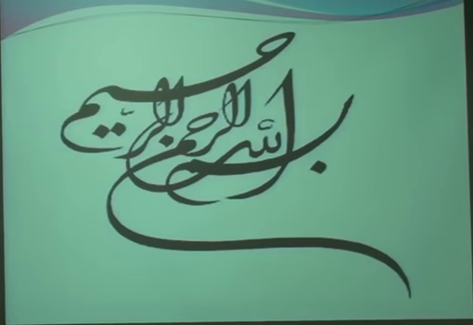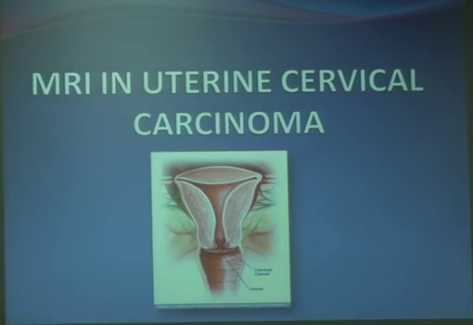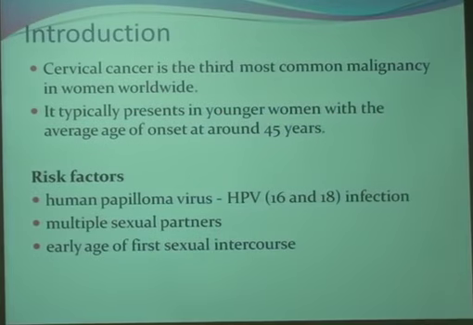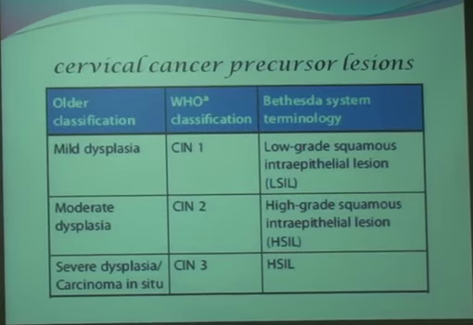Today's talk will be on MRI in diagnosis and staging of uterine cervical carcinoma. Cancer cervix is considered the third most common malignancy worldwide. It typically affects younger women. The prevalence can reach much higher numbers in third world countries than in first world countries. Risk factors include human papillomavirus infection, multiple sexual partners, and early age of first intercourse.